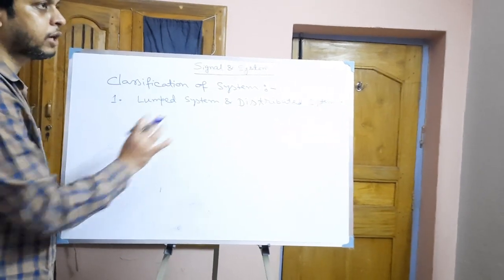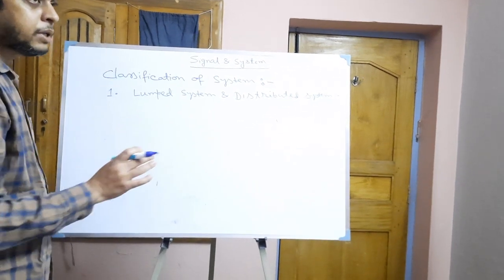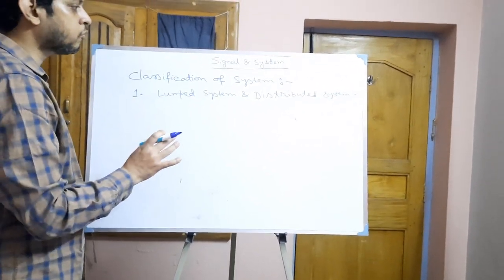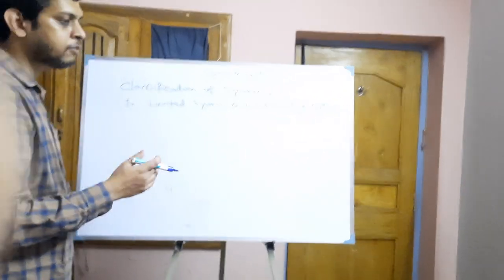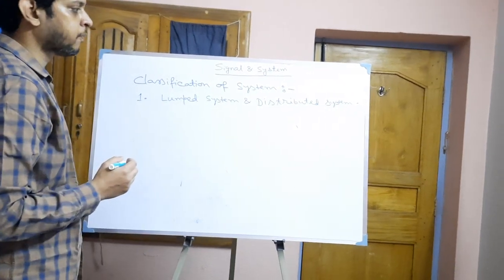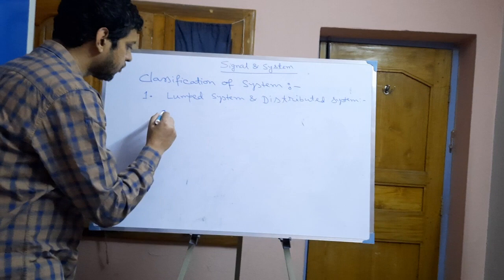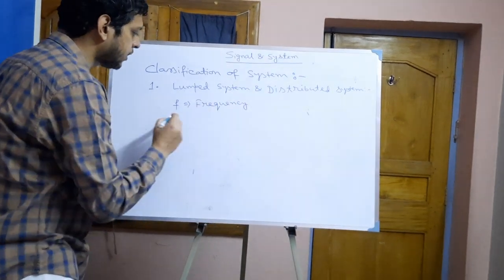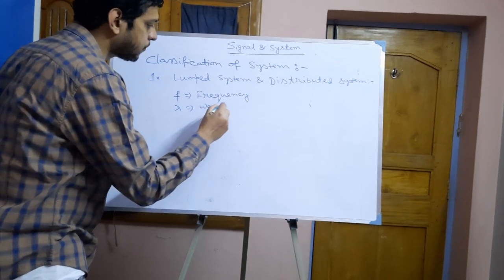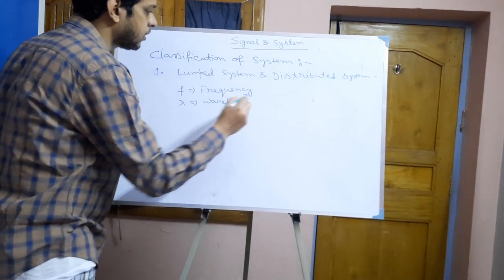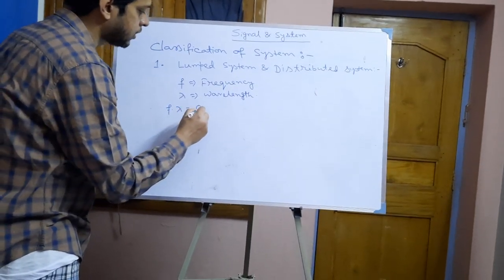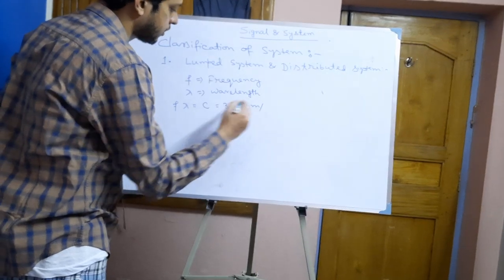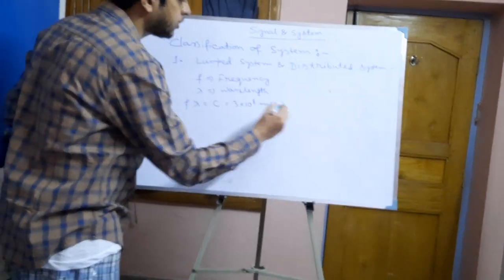Now what is a lumped system or lumped network? If the physical dimension of the network or system is negligible compared to the electromagnetic wavelength passing through it, then the system is called a lumped system. We know that if f is the frequency of the electromagnetic wave and lambda is the wavelength of that wave, then f into lambda equals c. c is the velocity of propagation of the electromagnetic wave. The value of c is 3 into 10 to the power 8 meter per second.